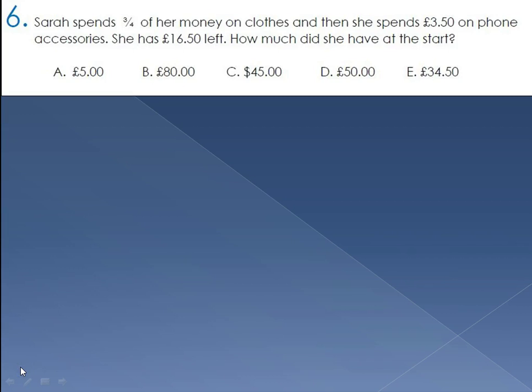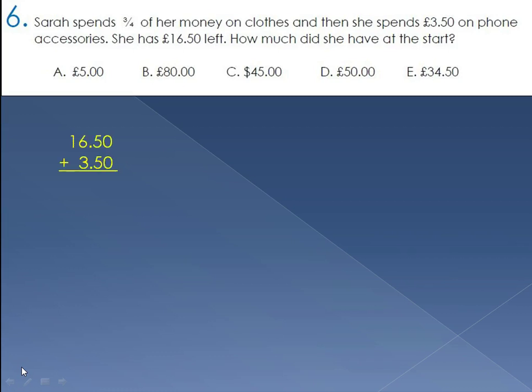Now the next question. Sarah spends 3/4 of her money on clothes and then she spends £3.50 on phone accessories. She has £16.50 left. How much did she have at the start? Now this can be tricky for some people to grasp, but I always think start from the end and work back. So she has £16.50, but then she spends £3.50, so that's kind of taken away, but you have to reverse what she's done.